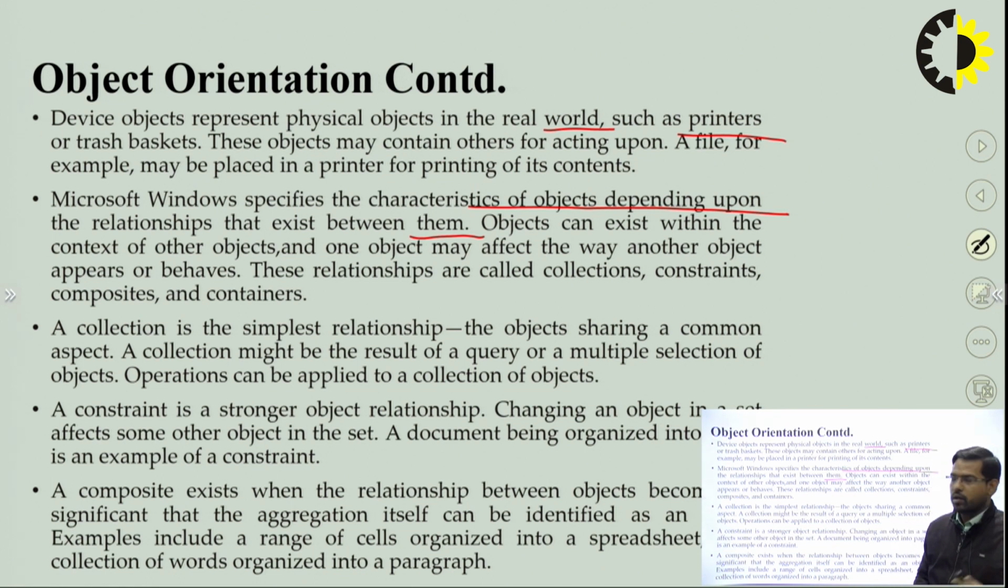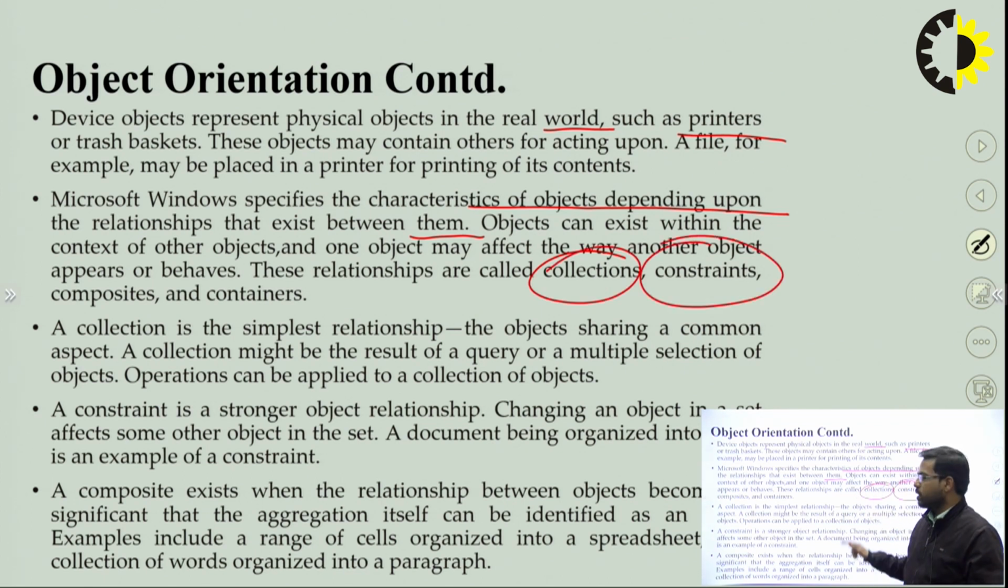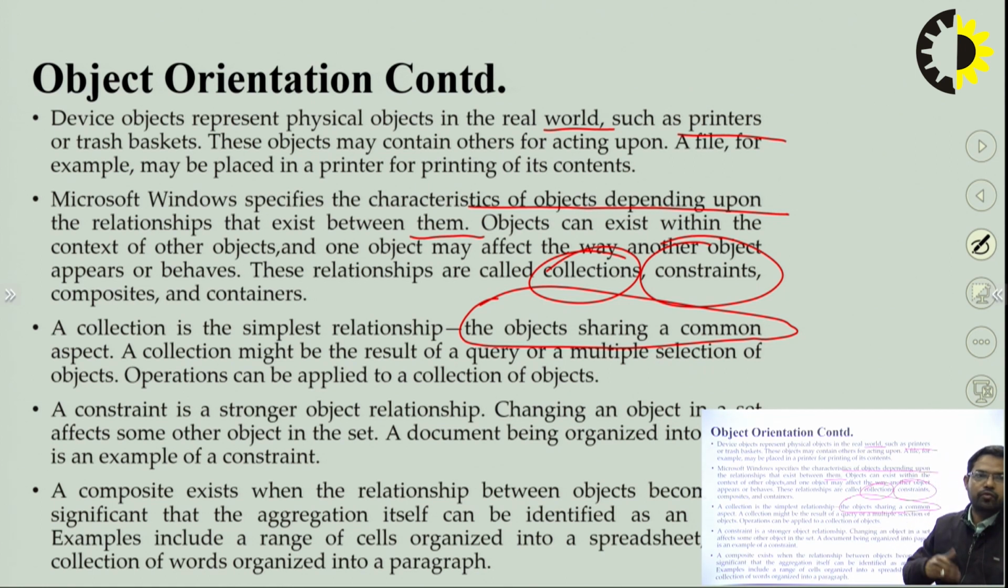So these relationships are called collection, constraint, composite, and container. Collection is the simplest relationship, where objects share a common aspect. A collection might be the result of a query or a multiple selection of objects. So an operation can be applied to the collection of objects. Constraint is a strong object relationship. So changing an object in a set affects some other object in the set. A document being organized into pages is an example of a constraint.